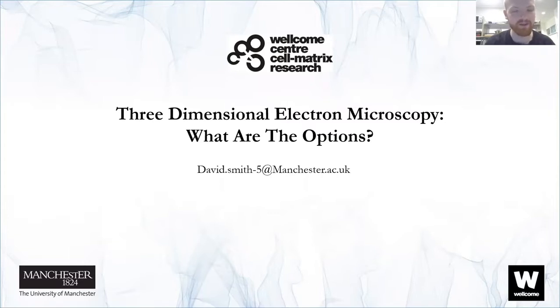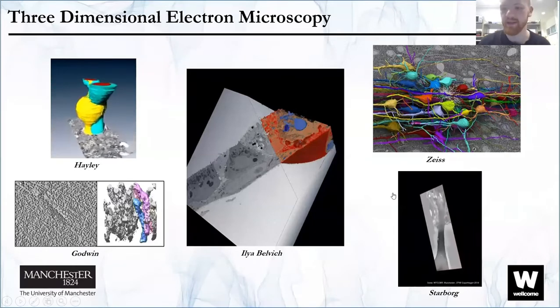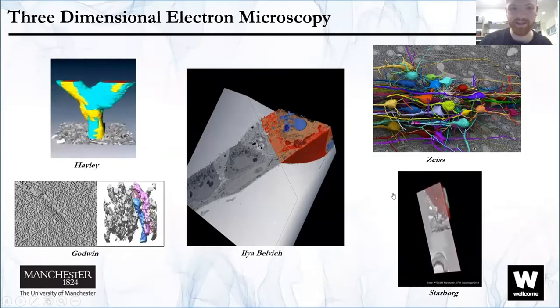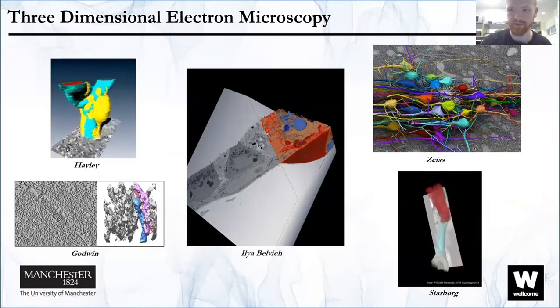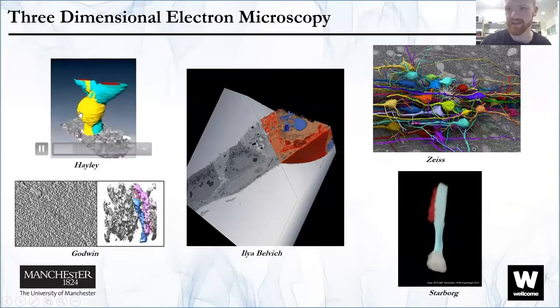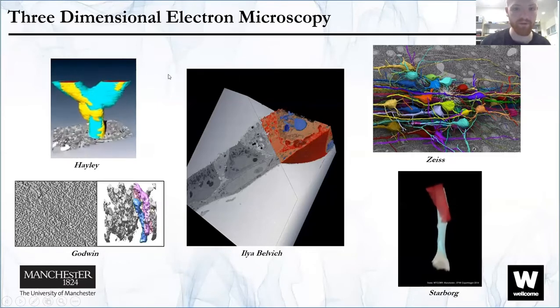In this talk, we're going to talk about three-dimensional electron microscopy, and I'm going to try and take you through what it is, what the options are, where the technologies are, and a bit of history. This is a lovely slide showing some models, which is the end goal of a lot of 3D electron microscopy. You do your study and then you end up with a lovely figure like this in your paper, which is really eye-catching and also can be very informative.